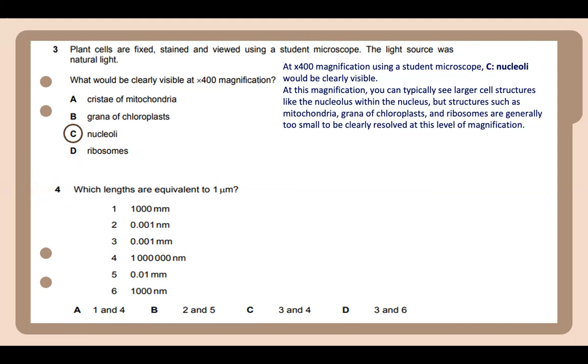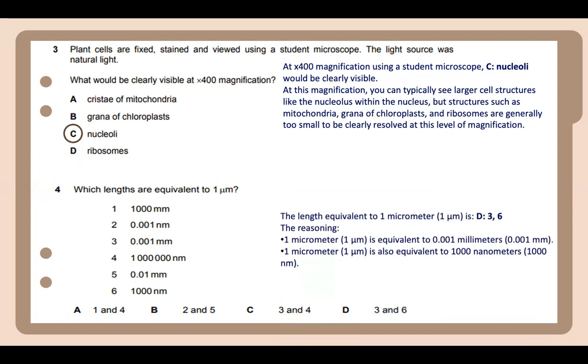Which lengths are equivalent to 1 micrometer? The lengths equivalent to 1 micrometer are number 3 and number 6. The reasoning: 1 micrometer is equivalent to 0.001 millimeters, and 1 micrometer is also equivalent to 1000 nanometers.